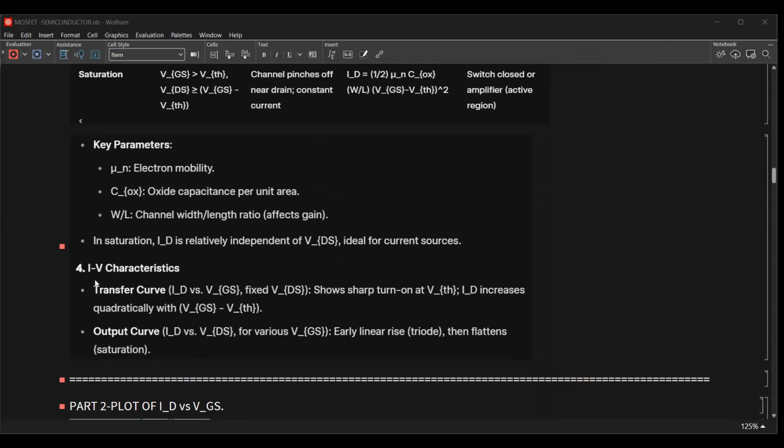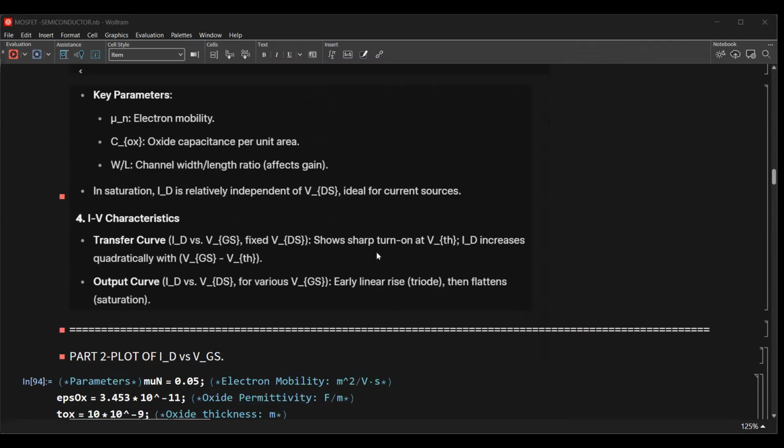So for the current-voltage characteristics, the transfer curve shows the drain current versus VGS. For a fixed value of VDS, it shows a sharp turn-on at the threshold, and ID increases quadratically with VGS. We will discuss this in part 2 in the simulations. Then for the output curve, we have ID versus VDS for various VGS, initially linear in the triode region, then flattening in saturation.